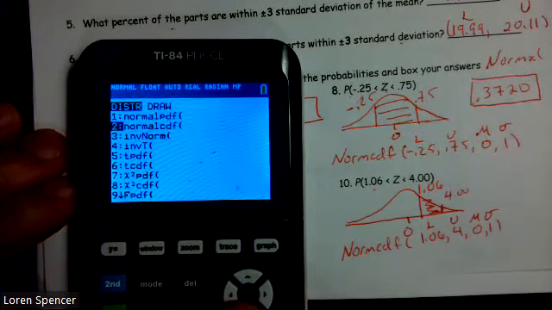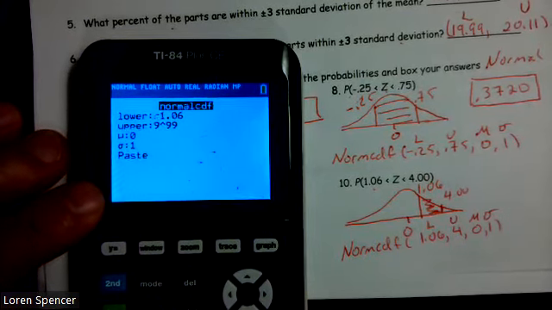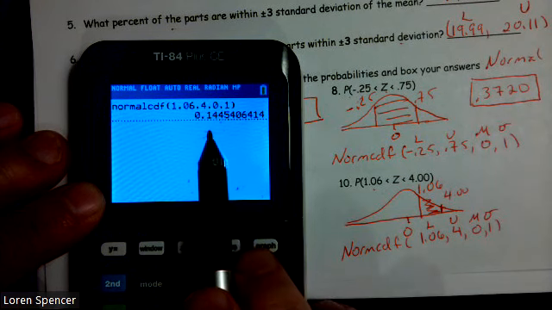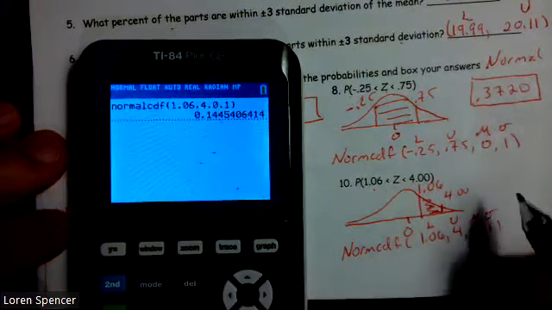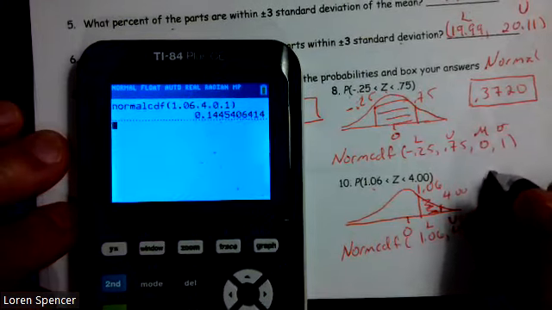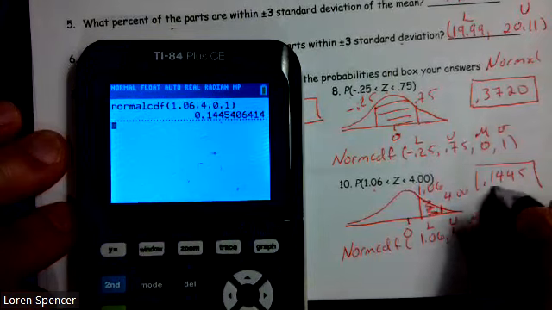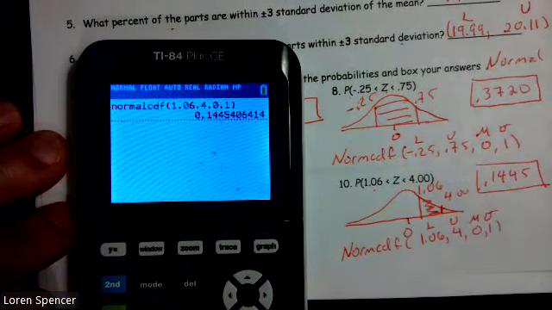Second vars, normal, CDF, lower is 1.06, upper is 4, mean is 0, standard deviation 1, and we end up getting 0.1445, or about 15%. 0.1445. 4 places, truncate, box your answer. All right, so that takes care of that page.